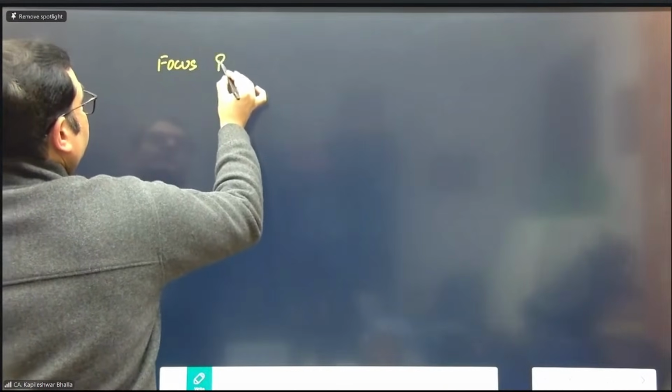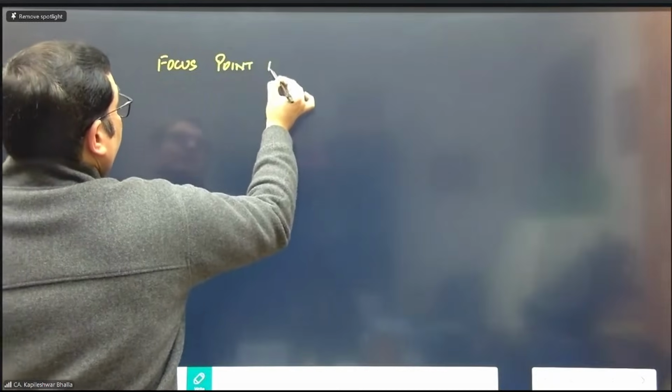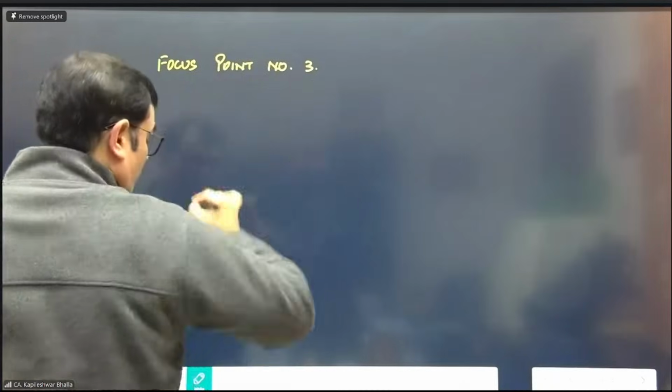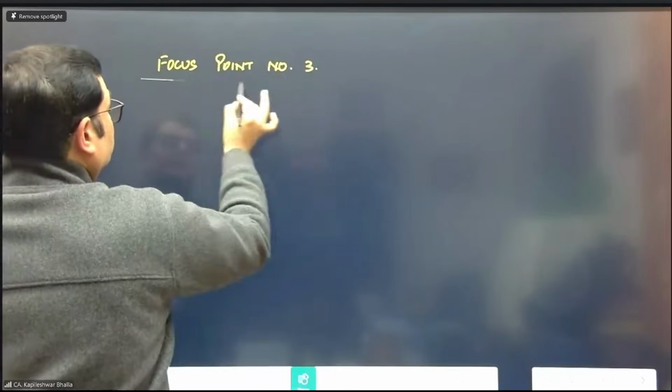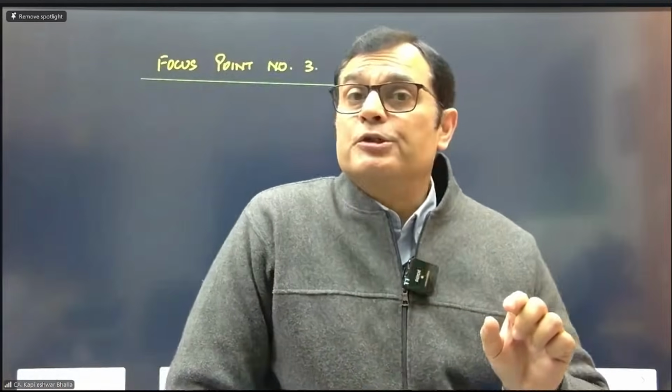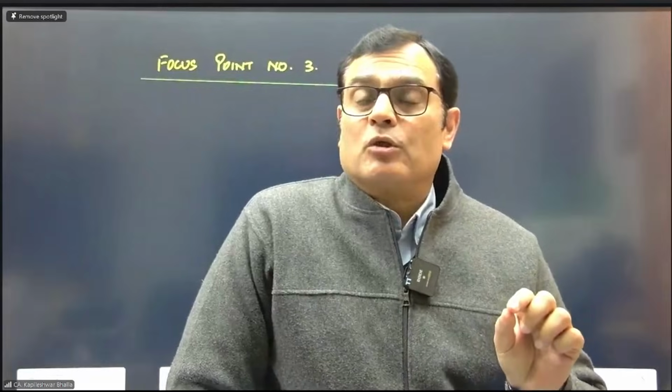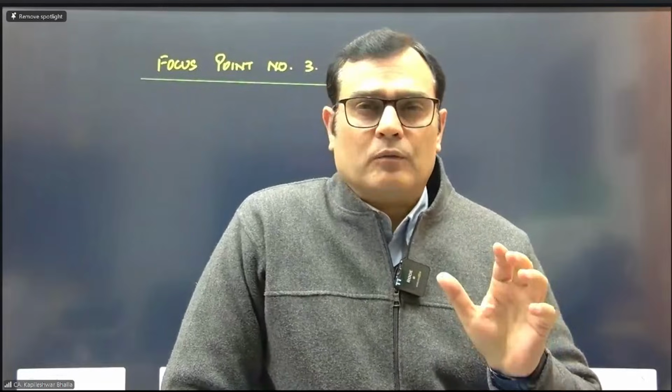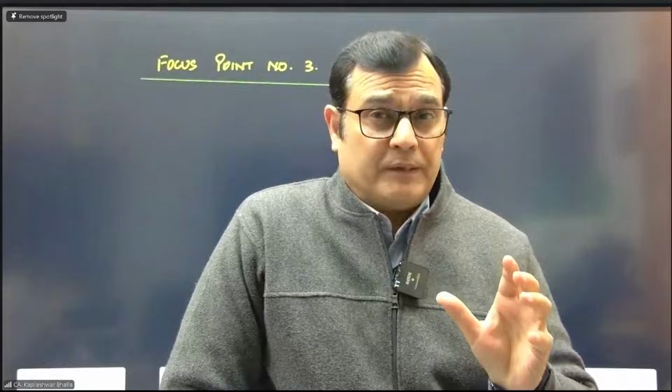At the moment, I'm just giving you 3 focus points. So let's see focus point number 3, what we're going to do in the consolidated income statement. First is focusing on the date of acquisition. Second is the stock reserve or the unrealized profits. Now, the third and the most important focus point.